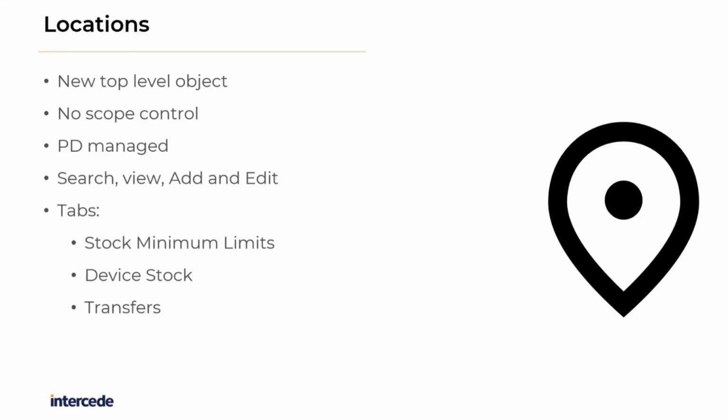The first is the configured minimum stock limits for that location. The next is the current stock at that location, so you can view all the unissued devices there. And the final tab are the pending transfers both to and from that location, so you can see whether you're anticipating new stock arriving or new stock departing from that location. From there is also the ability to request stock transfers both to and from the location, and the ability to add and remove stock limits.